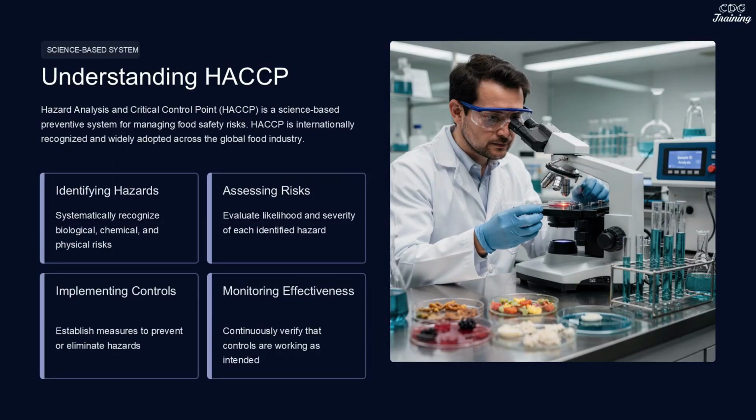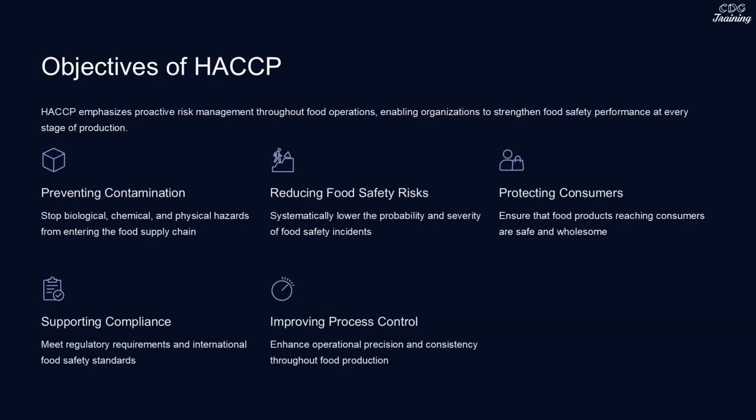HACCP is a science-based system for managing food safety risks. It involves identifying hazards, assessing risks, implementing controls, and monitoring effectiveness to ensure food safety across the industry. HACCP aims to prevent contamination, reduce food safety risks, and protect consumers. It supports compliance with regulations and improves process control throughout food production.